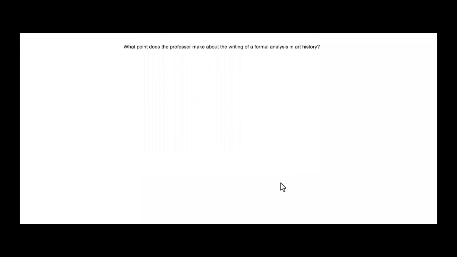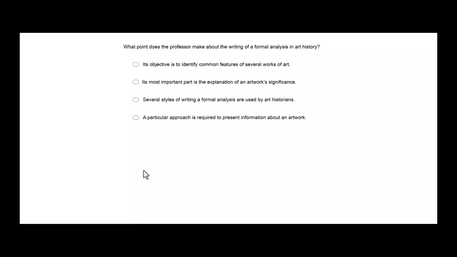What point does the professor make about the writing of a formal analysis in art history? This is question one, and as usual, our general strategy for answering TOEFL questions is to reject the incorrect options, thereby isolating the correct one. With this in mind, we check the options.